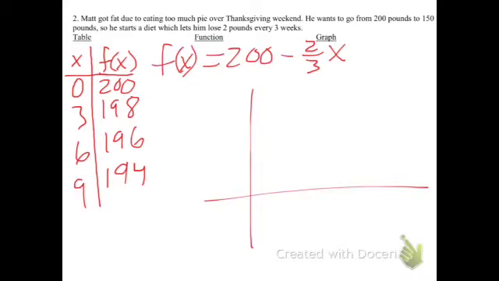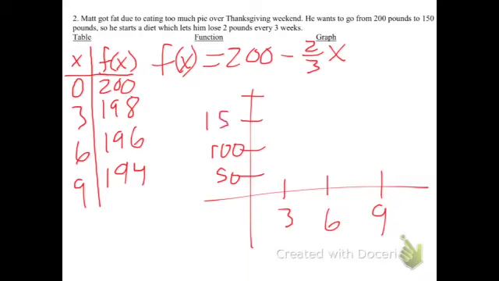Time for the graph. Again, I'm just going to count by 3's on this one to make my life a little bit easier. And then on my y-axis here, I'm going to count by 50's, just because I don't have a lot of space. You have a lot more tick marks, so you might want to count by like 10's or 20's to make yours a little bit prettier than mine.